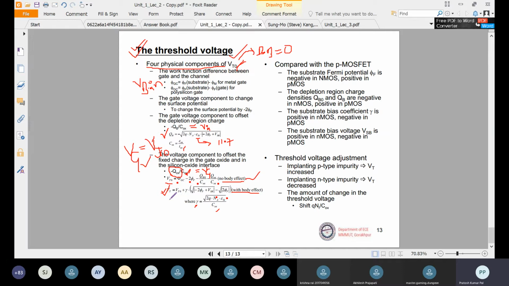तो हम इसका एक ओवरव्यू करेंगे. तो फाइनली हमें 4 कंपोनेंट्स थे. फर्स्ट कंपोनेंट बिकॉज ऑफ the gate and channel work function. Second component is because of the surface inversion. We should be requiring surface inversion.